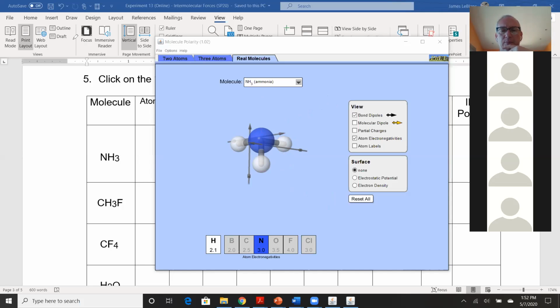Is it going to be pointing up or pointing down? And then what direction? It may be pointing in a different direction. Pointing in the lone pair direction. Which direction? Upward. Up, straight up? Yeah. Okay, so like this? Yeah. Okay, let's see.